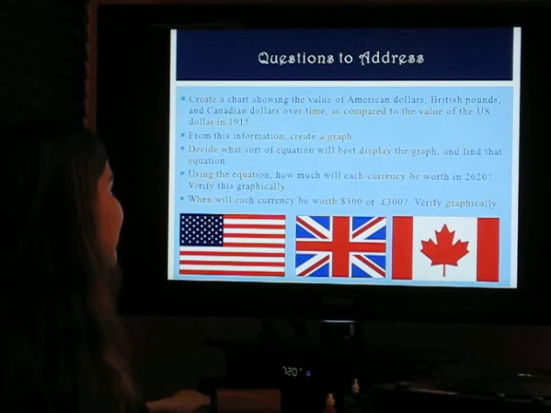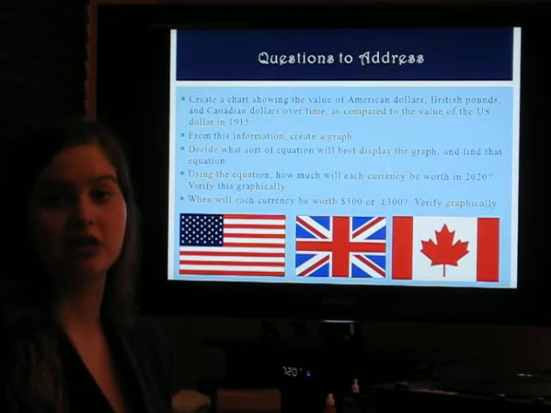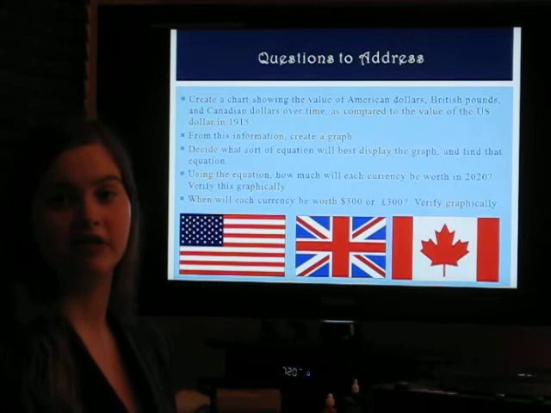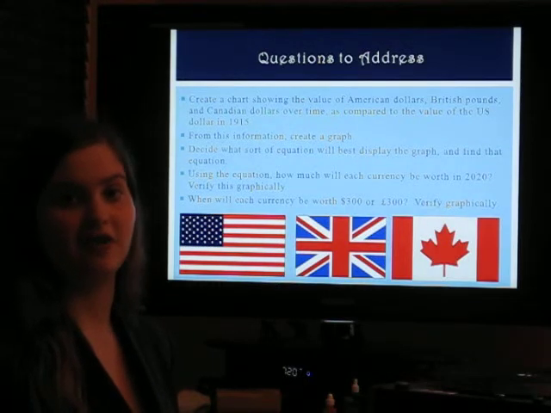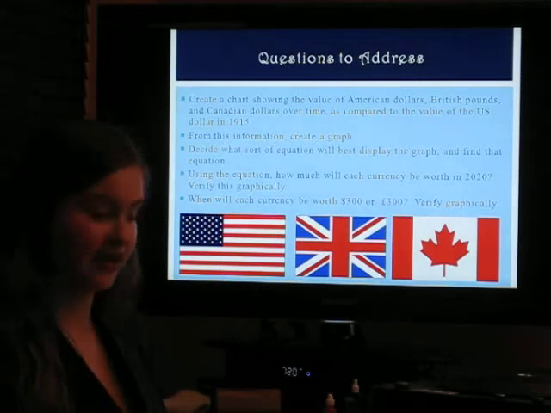And then, finally, I will answer the question, when will each currency require either $300 or £300 to equal the value that it had in, that $10 that it had in 1915, and then I will verify that graphically.